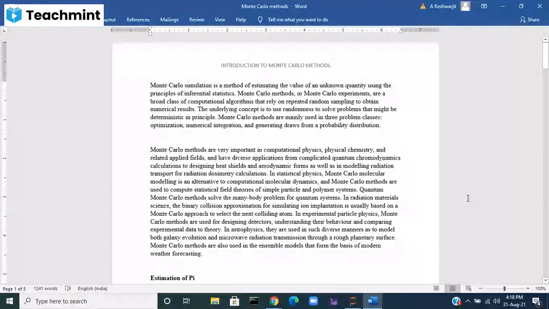Today we are going to discuss how to perform integration using Monte Carlo methods.